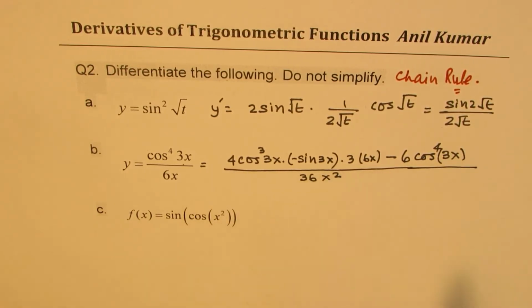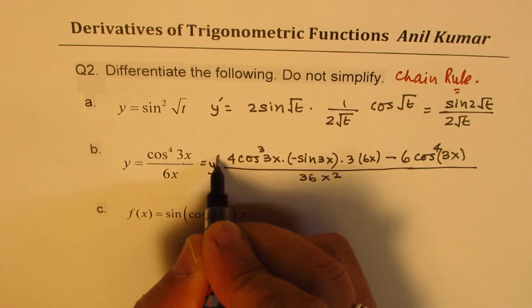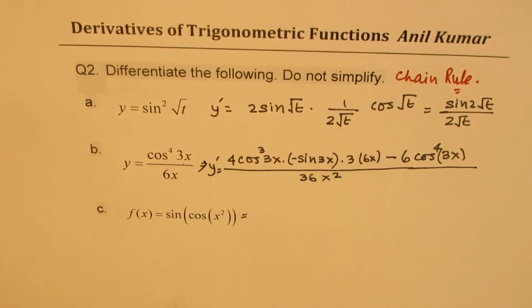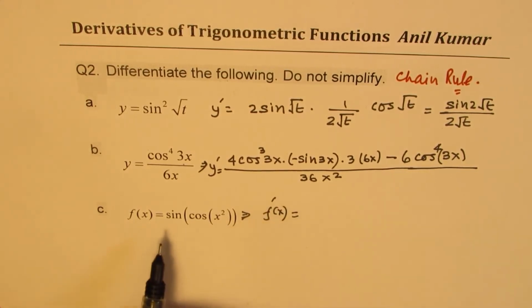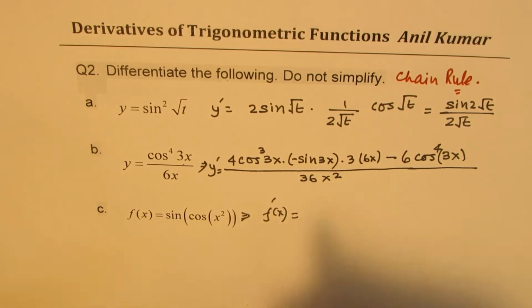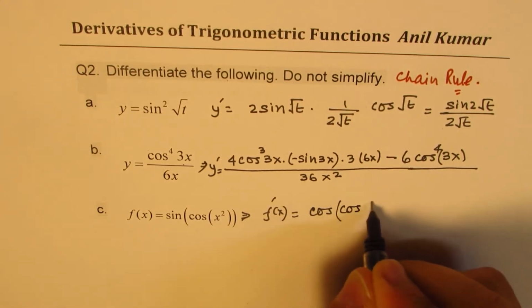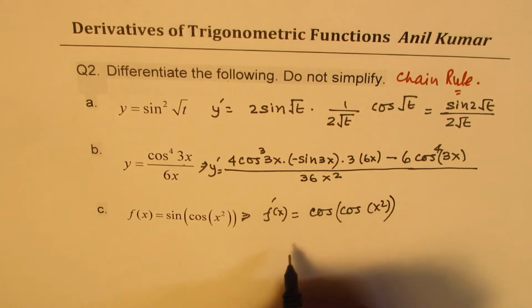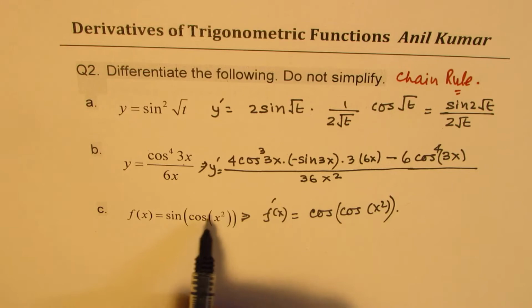Right. So I'll leave the simplification for you to do on these questions, correct? The last one here, I should write y dash equals to. Okay. Now the derivative of this function f dash x. Now in this particular case, we have to work inside, right? So sine of all that, derivative will be cos of all that, which is cos of x squared. Perfect? Now, times the derivative of the inside function, which is cos x squared, right?